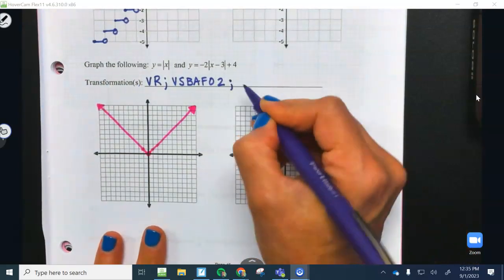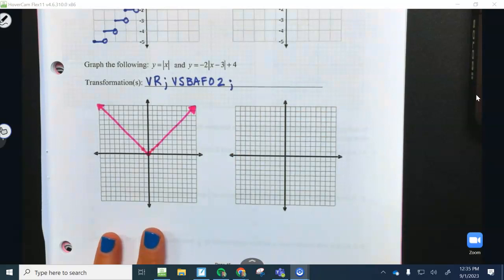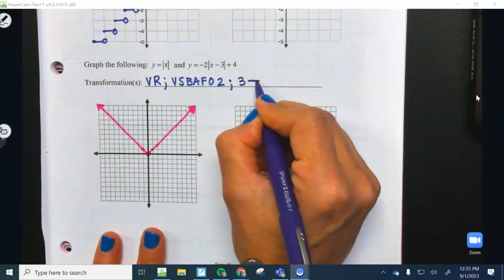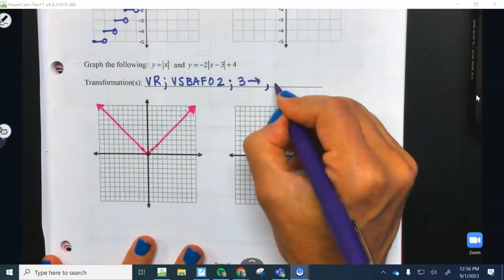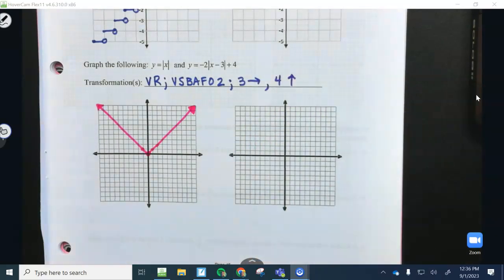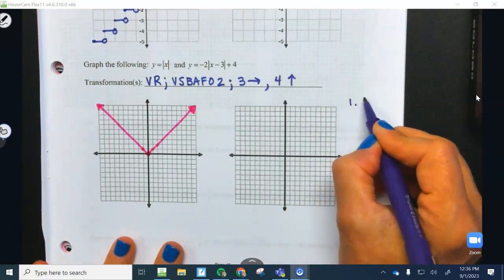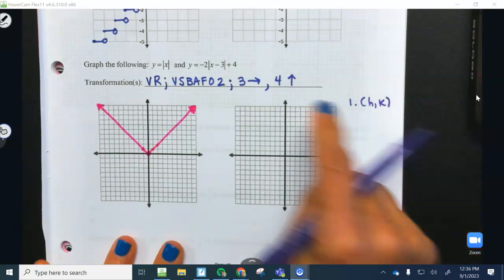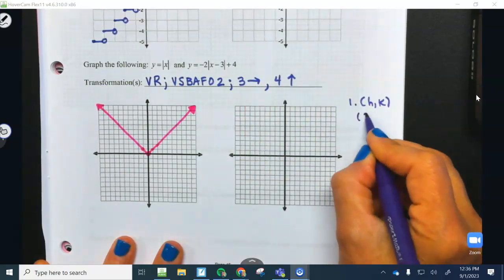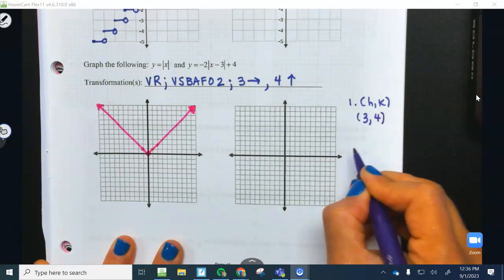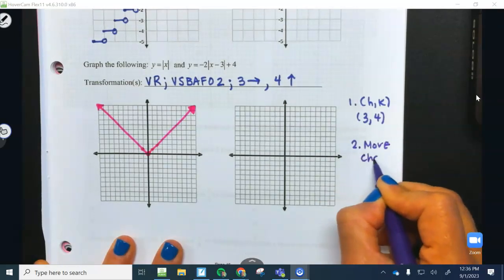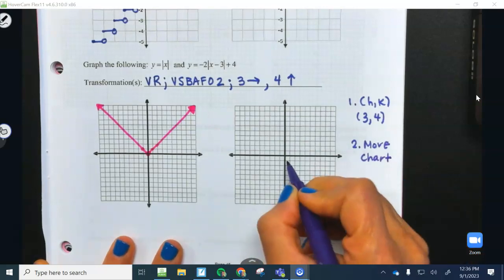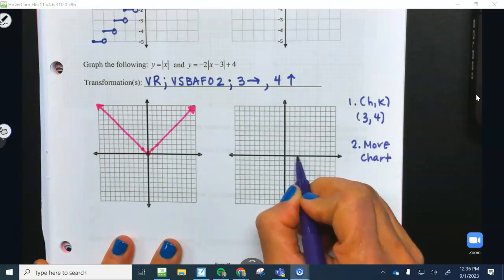What else? I'm sorry, right? Yes. 3 to the right, and I'm just going to draw a right arrow. 1 more, guys. What is it? 4 up. Good job. Okay, so to do this, we're always going to plot HK. HK is going to be +3, +4, and then we use our movement chart. All right, so let's go ahead and plot +3, +4.